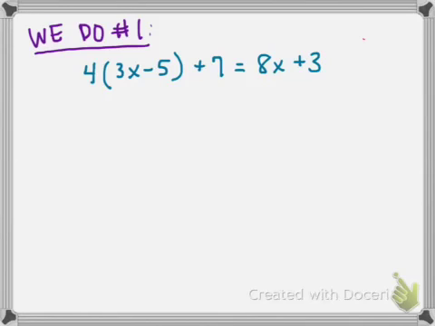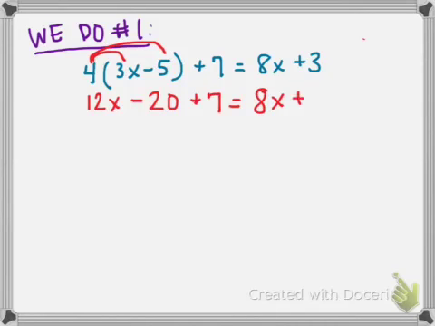Step 1 says to distribute if necessary. I know we have to distribute because I see parentheses here. So first I'm going to distribute the 4 to the 3x and then the 4 to this negative 5. So 4 times 3x I know is 12x. 4 times negative 5 I know is negative 20, because a positive times a negative is negative, and I have to look at the sign in front of, or the operation in front of the number. So 4 times negative 5 is negative 20, but I write it as minus 20. Bring down my plus 7, bring down my equal sign, bring down 8x plus 3.